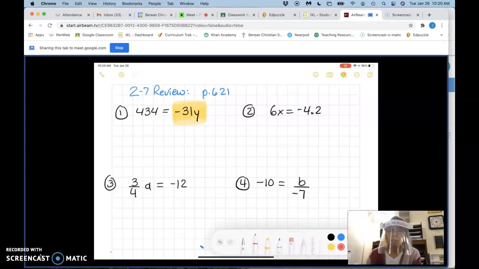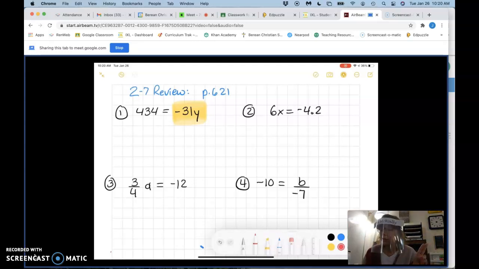So on this problem, I see that negative 31 is right next to y. When two things are next to each other, it means what? Anybody remember? Cameron? Good. Very, very good. Good questions. Okay. So Cameron said when two things are next to each other, it means multiply.